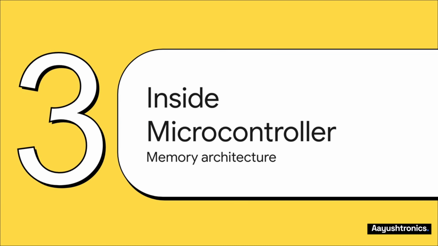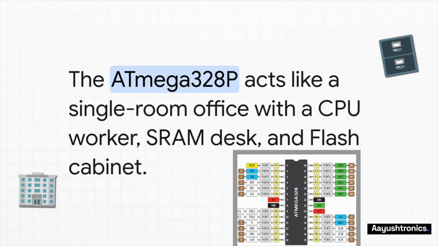Part 3. Inside the microcontroller. To answer that, we need to dig into the specific architecture hidden inside the silicon. I always like to visualize the internal layout of this chip, which uses something called a Harvard architecture, as a single-room office. The central processing unit is our worker, actively executing instructions one by one. The general-purpose registers, that's the desktop, holding files that are being actively modified right this very second.